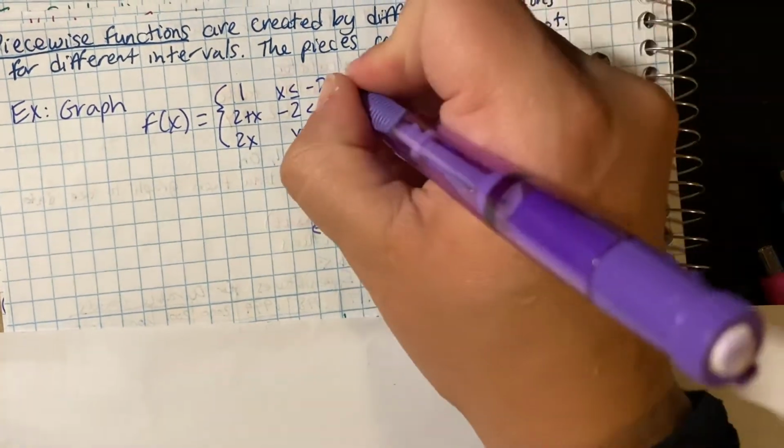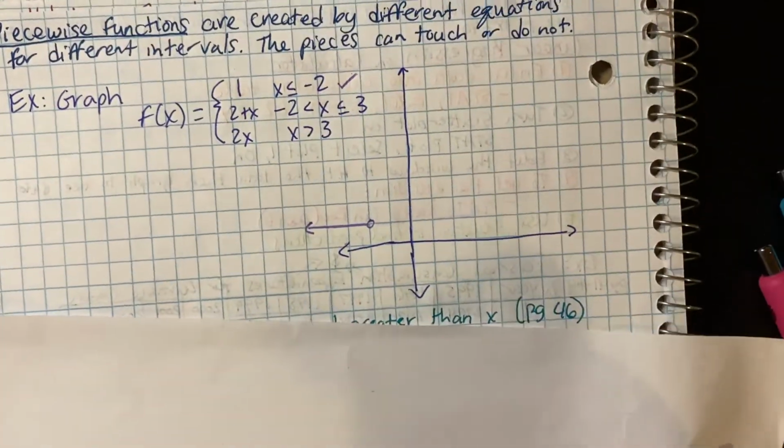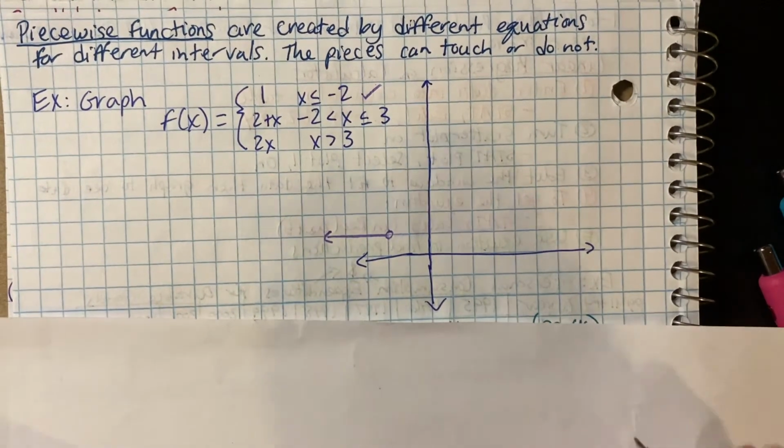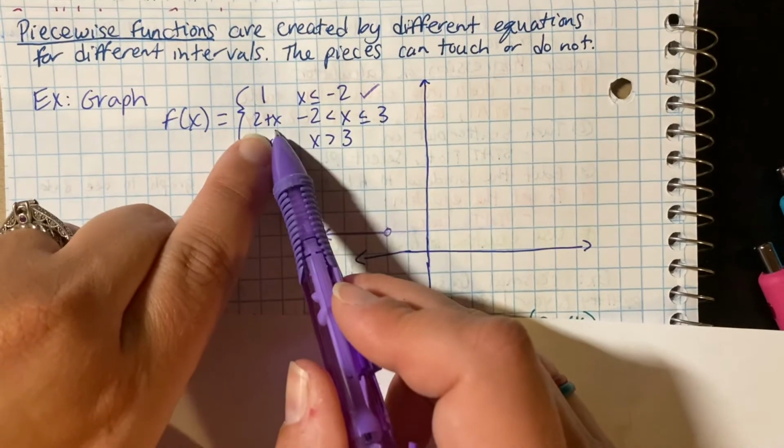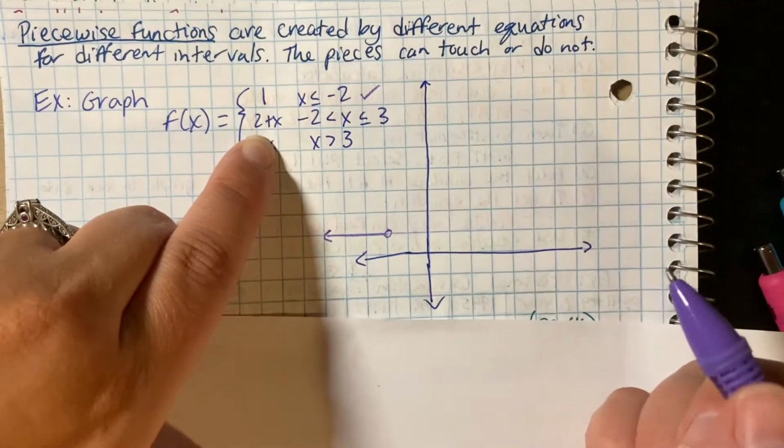So that's the first one. I'm going to just check it off that I did it. First piece done. Next piece is between -2 and 3. So let's graph the equation and then we can move it around.